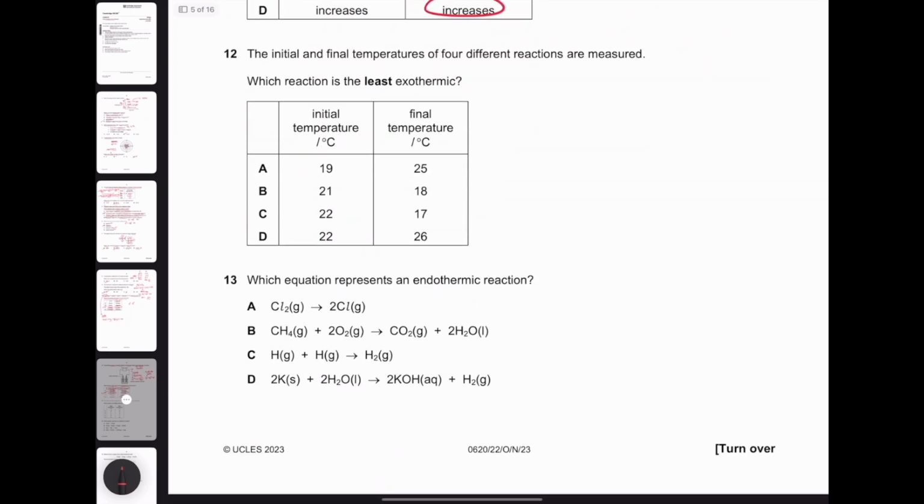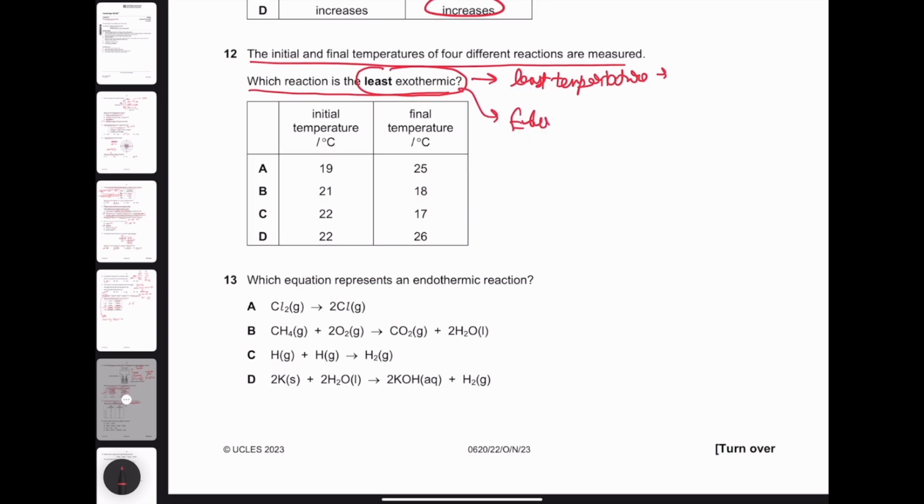Now, the initial and final temperatures of 4 different reactions are measured. Which reaction is the least exothermic? See, for the reaction which is least exothermic, some students will think wherever there is the least temperature change, that will be least exothermic. That is correct. But if they've given you some endothermic reaction, that is already the least exothermic, right? So let's look if they've given you any endothermic reactions where the temperature is increasing.